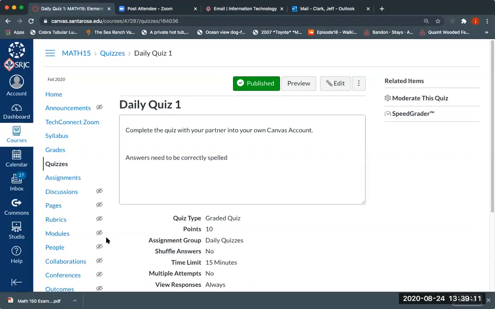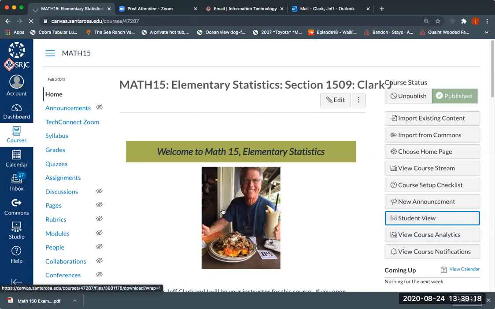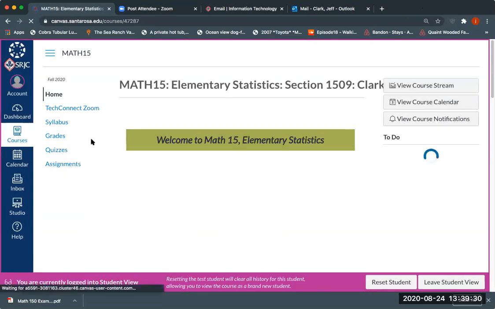When you hit it, it might even say preview or take the quiz. Let me go in as a student and you'll see me as well. Let me show you this. I'll share a screen. I'm going to go in as a student. Student view. Come on, student view. Okay, finally, good.